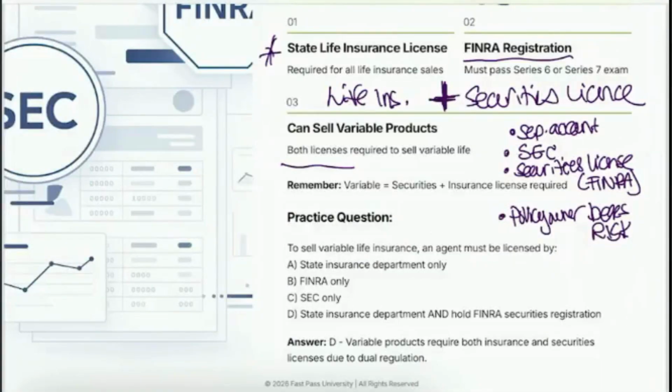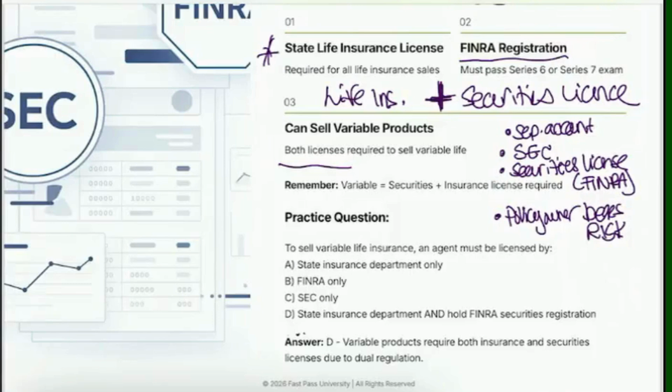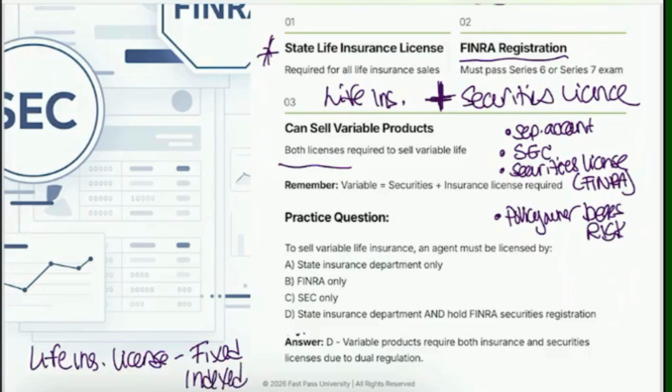And when you pass your life insurance exam, you cannot sell these yet. You would need to go get your securities license as well. But with your life insurance license, you can sell fixed or indexed universal life. We'll go into those in more detail in the life policies. But most important things, like I said: securities license, regulated by the SEC, must have a securities license issued through FINRA. Policy owner bears the risk.